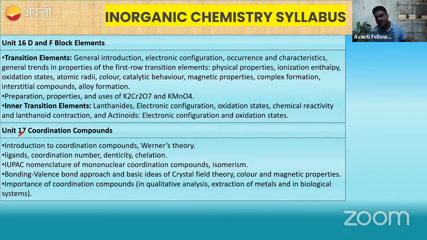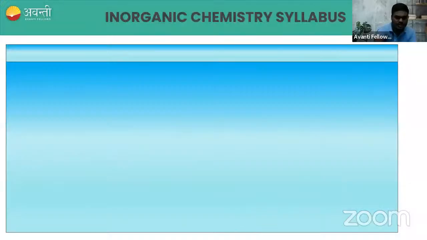Every time you'll get one question from this chapter, even more than one. Many times there will be two questions from this chapter, either one from IUPAC or isomerism and one from the theories, either VBT or CFT. So you'll definitely get one question from this chapter. And this chapter is very, very important because the entire chapter is about the dative bond, right? So coordination compounds is very important.